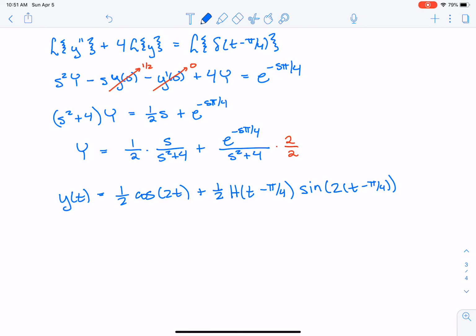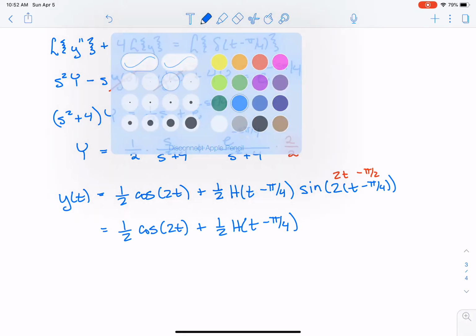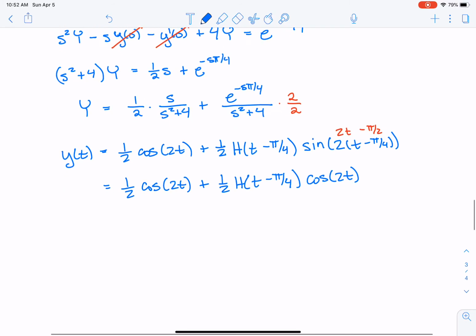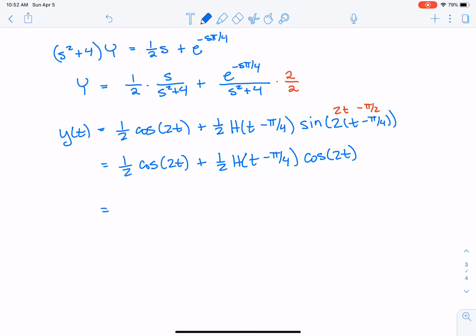Okay. Now, if that's your solution, that's fine. You can write it that way. I'm going to make one adjustment. This is 1/2 cosine of 2t. And then I'm going to notice that the sine of 2 times t minus pi over 4, okay, that's in fact the sine of 2t minus pi over 2. And essentially, that's a shift of sine by pi over 2, which is actually just cosine of 2t. Okay, well, what does that mean for y of t? You don't have to write your solution this way, but it's helpful for interpretation.